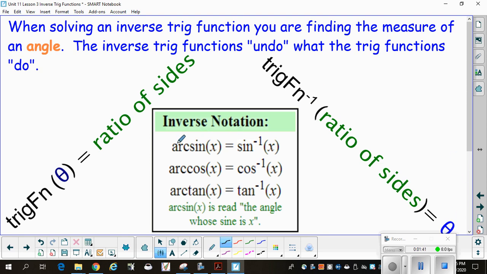Now, you can have arc sine or sine raised to the -1. These are synonymous. They mean the same thing. Arc sine is read, the angle whose sine is.